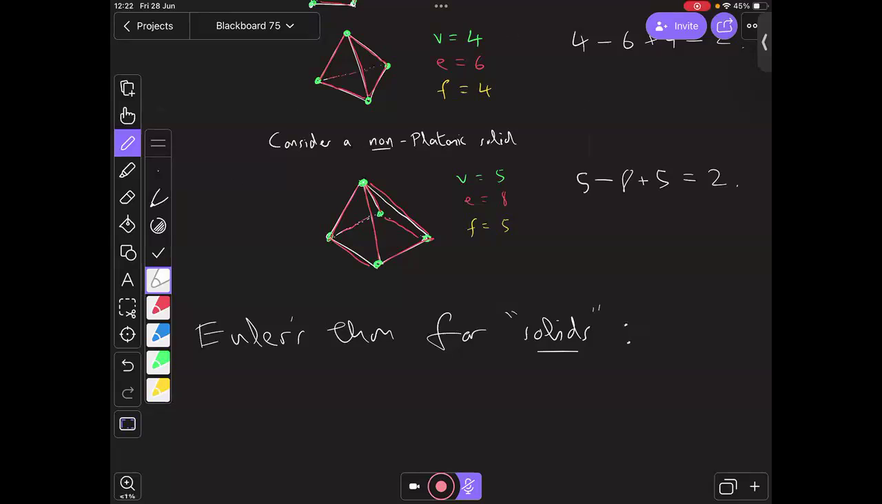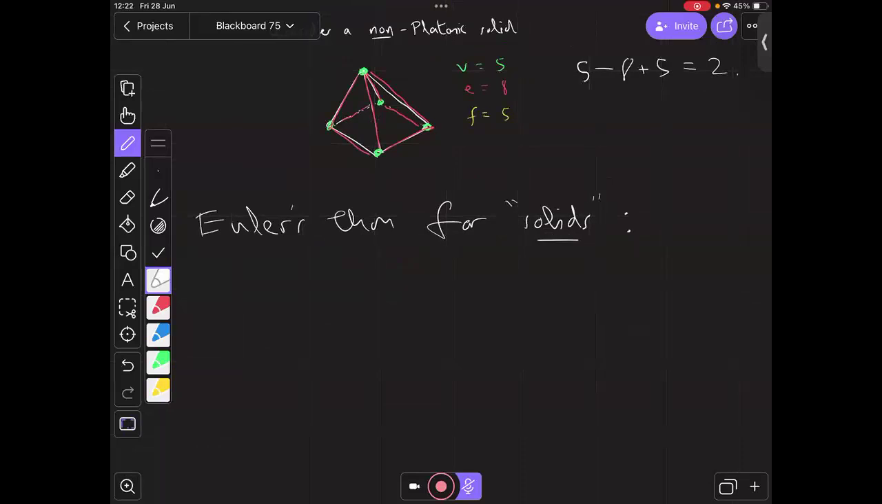So Euler's theorem here for solids is that V minus E plus F is always equal to 2. Okay? You'll always get that. So does that make sense? Yep. Okay, so I haven't proved it yet. So proof later. We still have to prove Euler's theorem. I'll come back to that. So you just have to trust me right now. But I've given you some evidence, at least, that it looks like it's true.